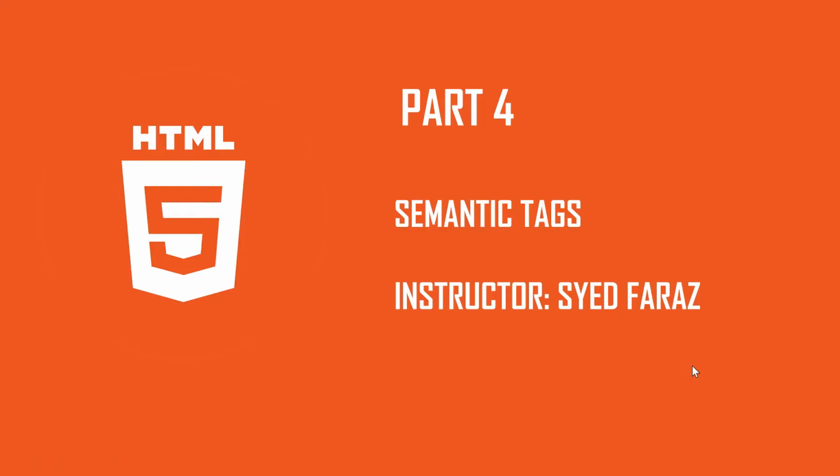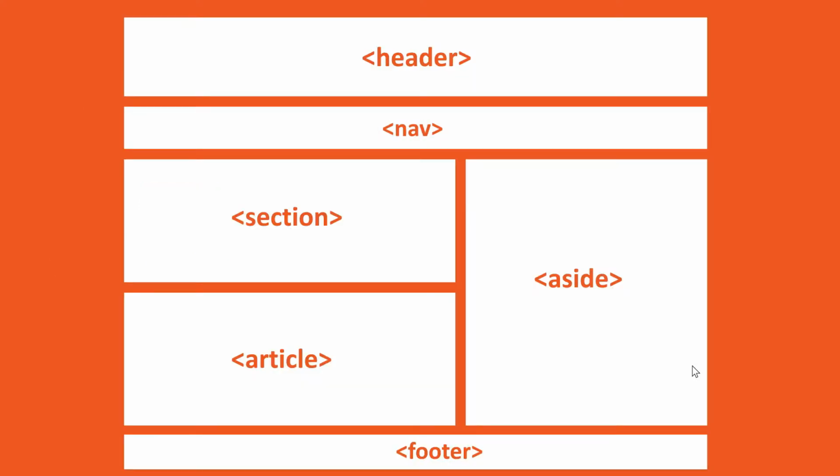Welcome to part 4. In this part we are going to learn about semantic tags. The word semantic stands for meaningful words. Like if you want to create a basic web structure, you can use meaningful words like semantics.